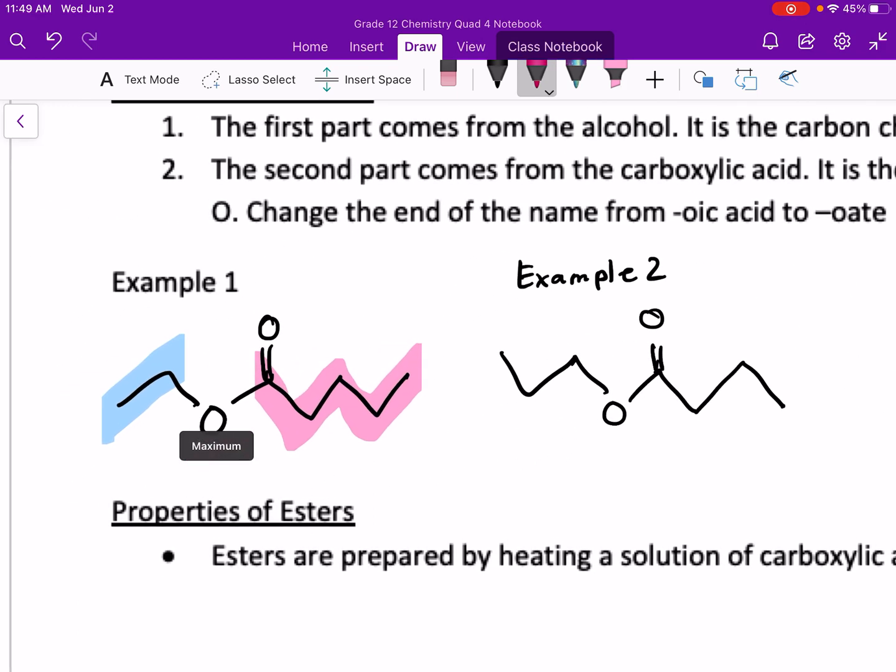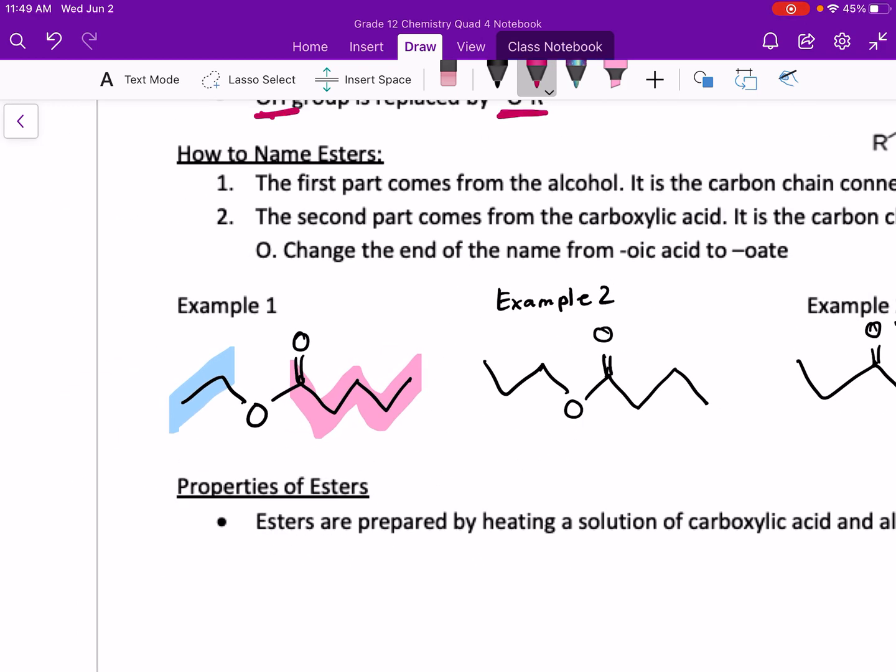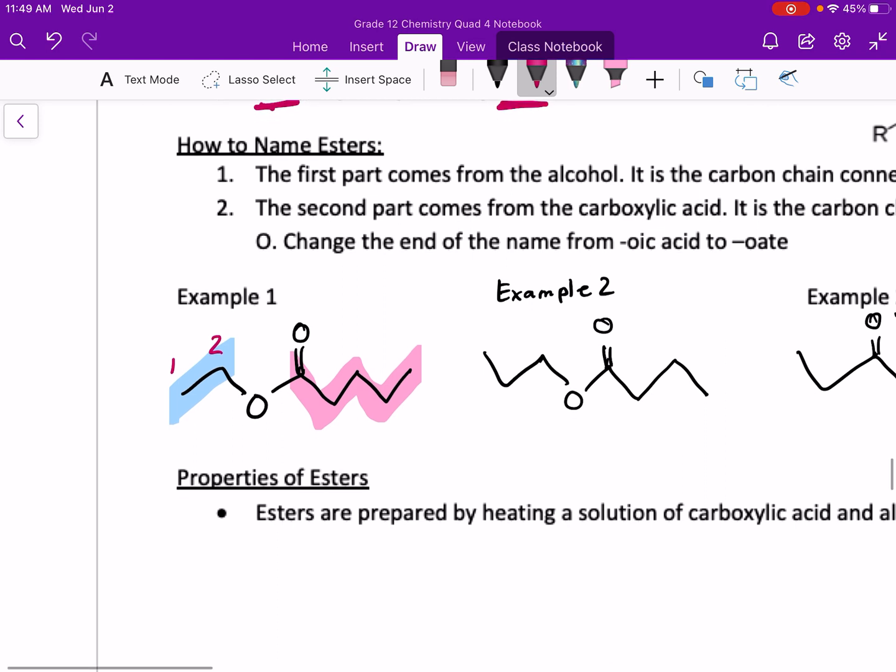So when we're naming this, we know that the first part of the name is going to come from the alcohol. 1, 2. I have ethyl. We put the yl to represent the small part, or it could be any size, but just the part attached to just the oxygen. Then we have 1, 2, 3, 4, 5. So this is pentanoate.